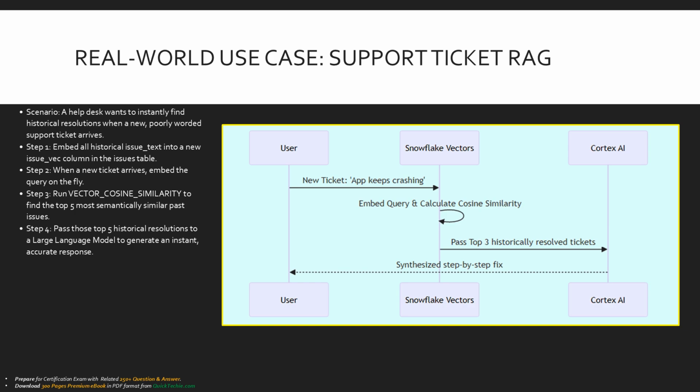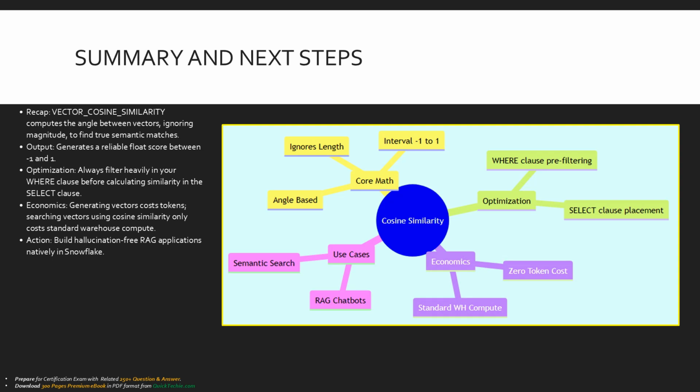Let's trace the RAG execution flow. The user submits a new ticket complaining about an app crash. The database instantly embeds this query and calculates the cosine similarity against all stored historical vectors. It grabs the best matches and passes those top 3 historically resolved tickets directly into the Cortex AI large language model. The LLM reads the proven internal documentation and synthesizes a perfect step-by-step fix back to the user, completely automating Tier 1 support.